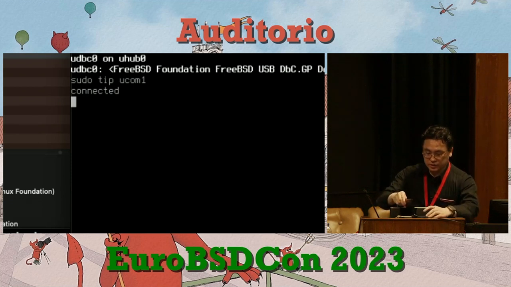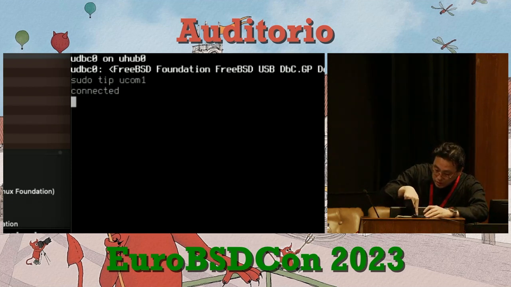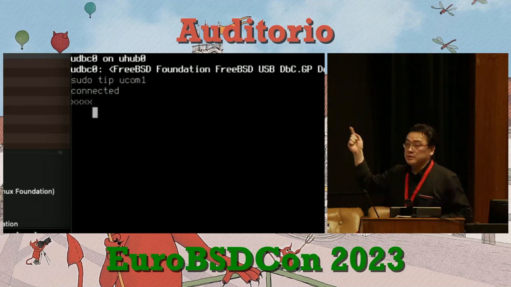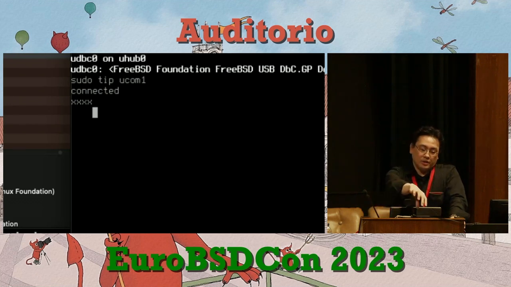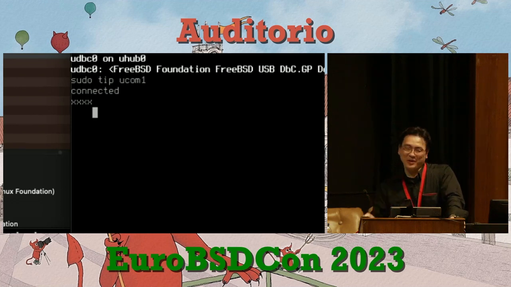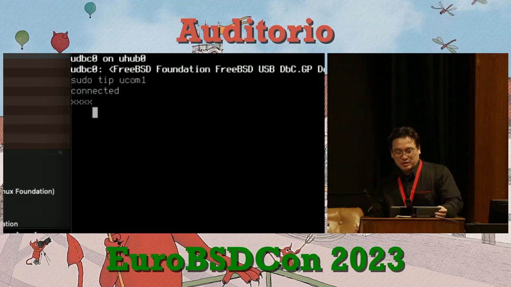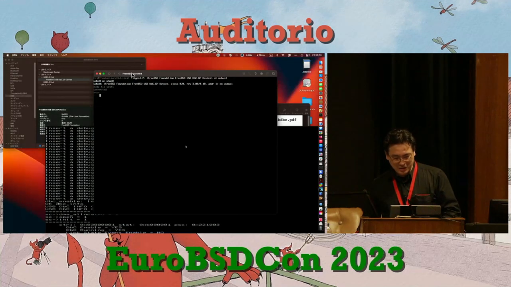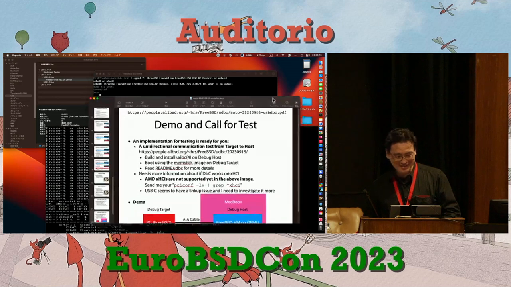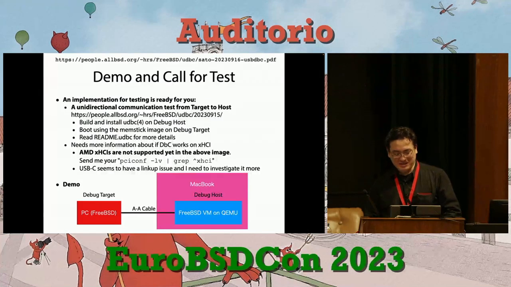So in this state, I can send four x's and the x's appeared. I entered four x's on this PC and the string is transferred from this device to the MacBook, so QEMU on the MacBook. So this is the test that checks whether this functionality is working or not. If you can try, please help with testing the functionality.